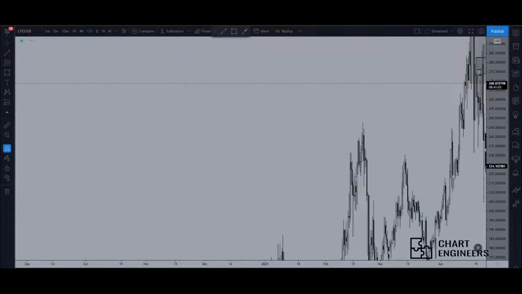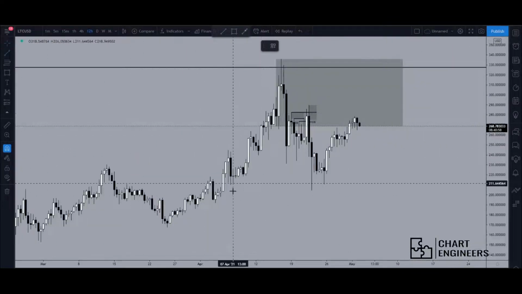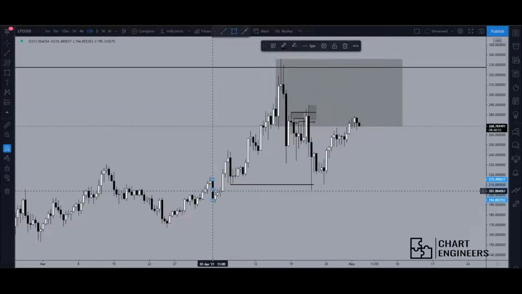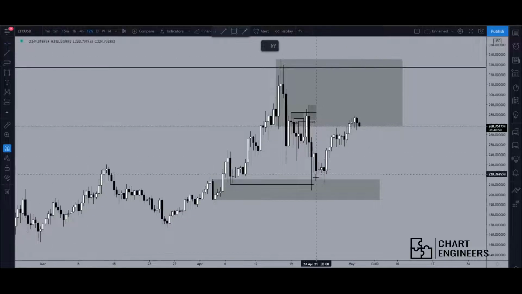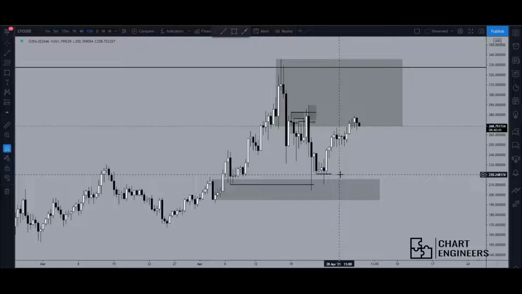And then if we go back to our 12-hour, as we see, the market did sweep this low here, swept into this order block, and then another 12-hour sweep. So price is starting to reject quite a lot, showing bullishness.